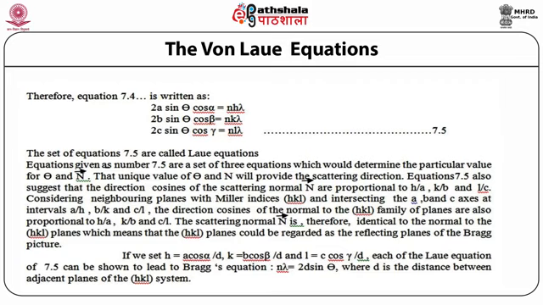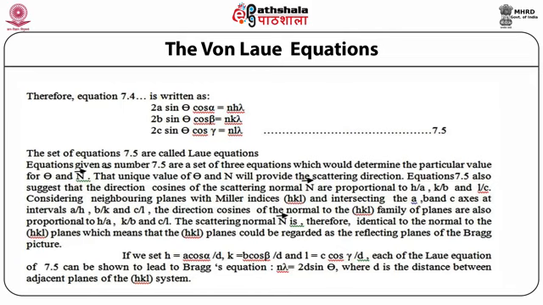Considering neighboring planes with Miller indices HKL and intersecting the A, B and C axes at intervals A by H, B by K and C by L, the direction cosines of the normal to the HKL family of planes are also proportional to H by A, K by B and L by C. The scattering normal vector N is therefore identical to the normal to the HKL planes, which means that the HKL planes could be regarded as the reflecting planes of the Bragg picture.